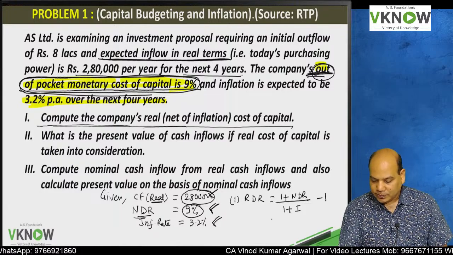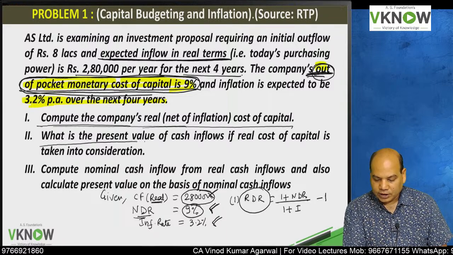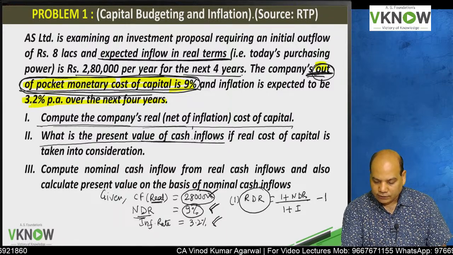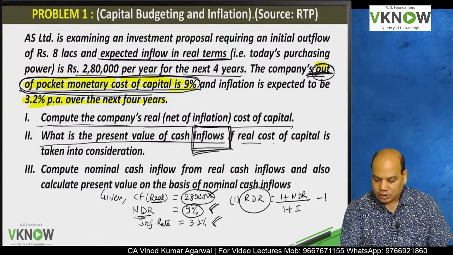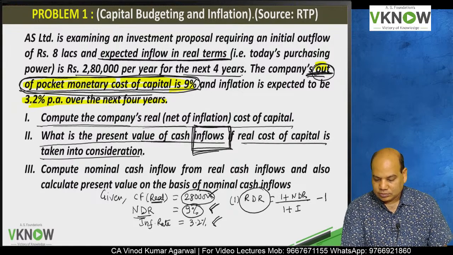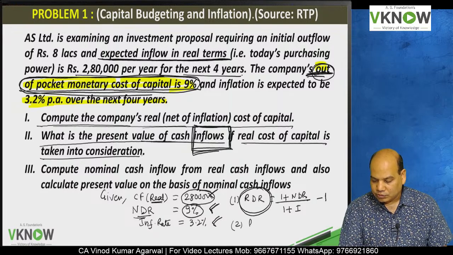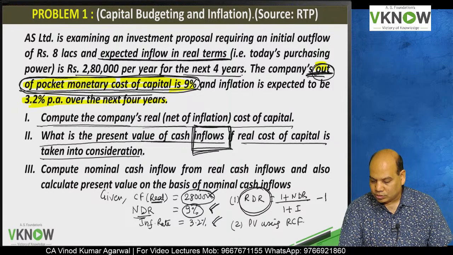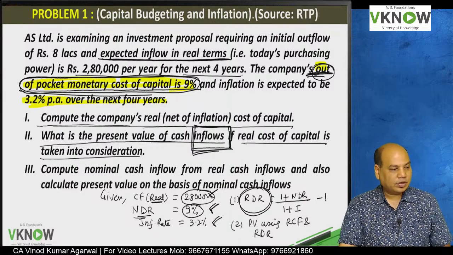Second question is, once you compute real discount rate, you can find the present value of cash inflow, not NPV, only inflow, using real cost of capital. So first step will be real discount rate. Second question will be present value using real cash flow and real discount rate.